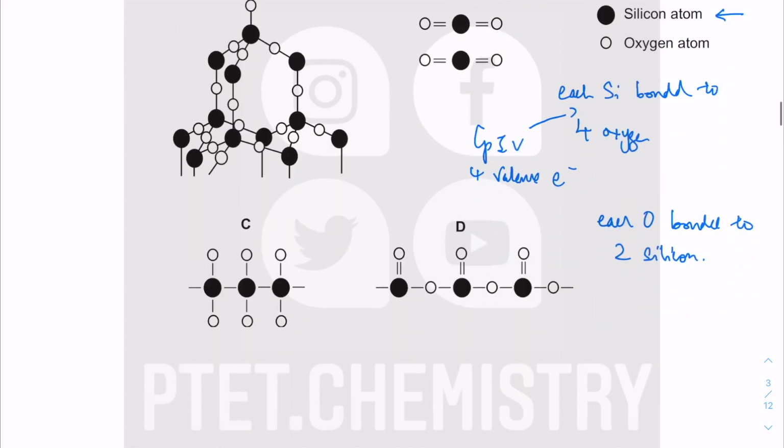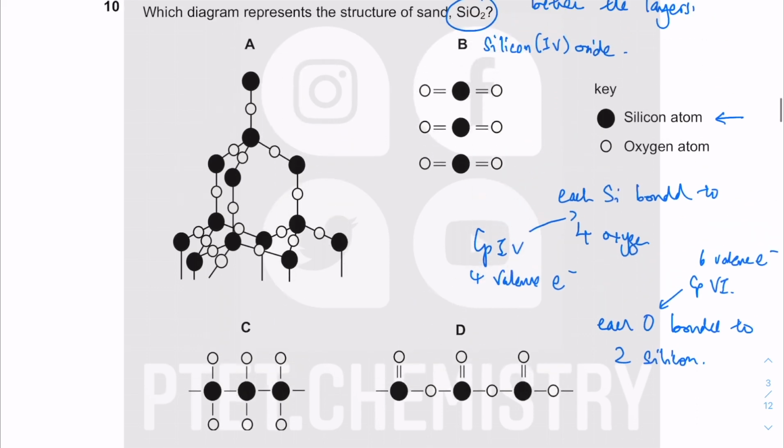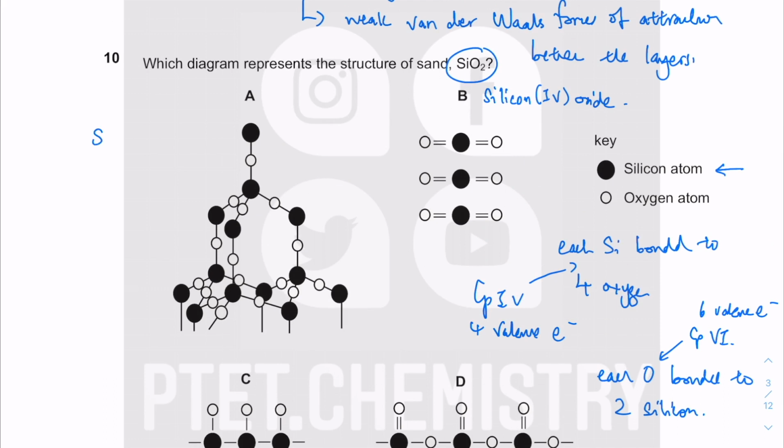Okay, so this one is group 6. It's got 6 valence electrons. It would like to share 2 more electrons in order to get to a fully filled outer shell, which is 8 electrons for this second period, which is the second electronic shell, okay, for oxygen. So if I'm just drawing a hand sketch, which you should be able to do without even referring to this, of course you can see the answer is definitely A already, because each silicon is bonded to 4 other oxygen and each oxygen is bonded to silicon.